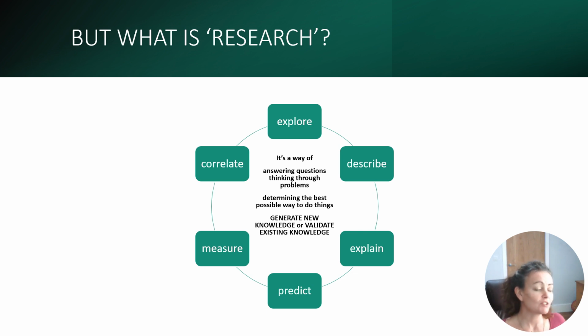So we use research to explore things, to describe what's happening, to explain what's going on. Sometimes we can use it to predict. If something happens in this way, it's more likely to happen in the same way as it carries on. We can use it to measure, to see how much, how often, how many. We can use it to correlate. Is drug X associated with improvements with condition Y?